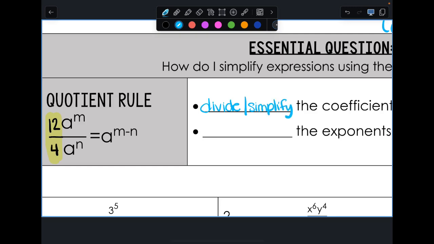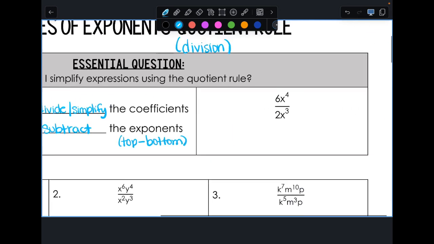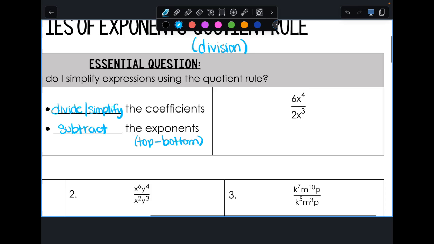Now, what have you noticed is being done with the exponents? They're being subtracted. So you subtract. And when you subtract the exponents, it is always top minus your bottom exponent. Top minus bottom. So, before the break, I told you that it makes it easier whenever you separate everything. You group all of your common variables and group all of your coefficients or your numbers.